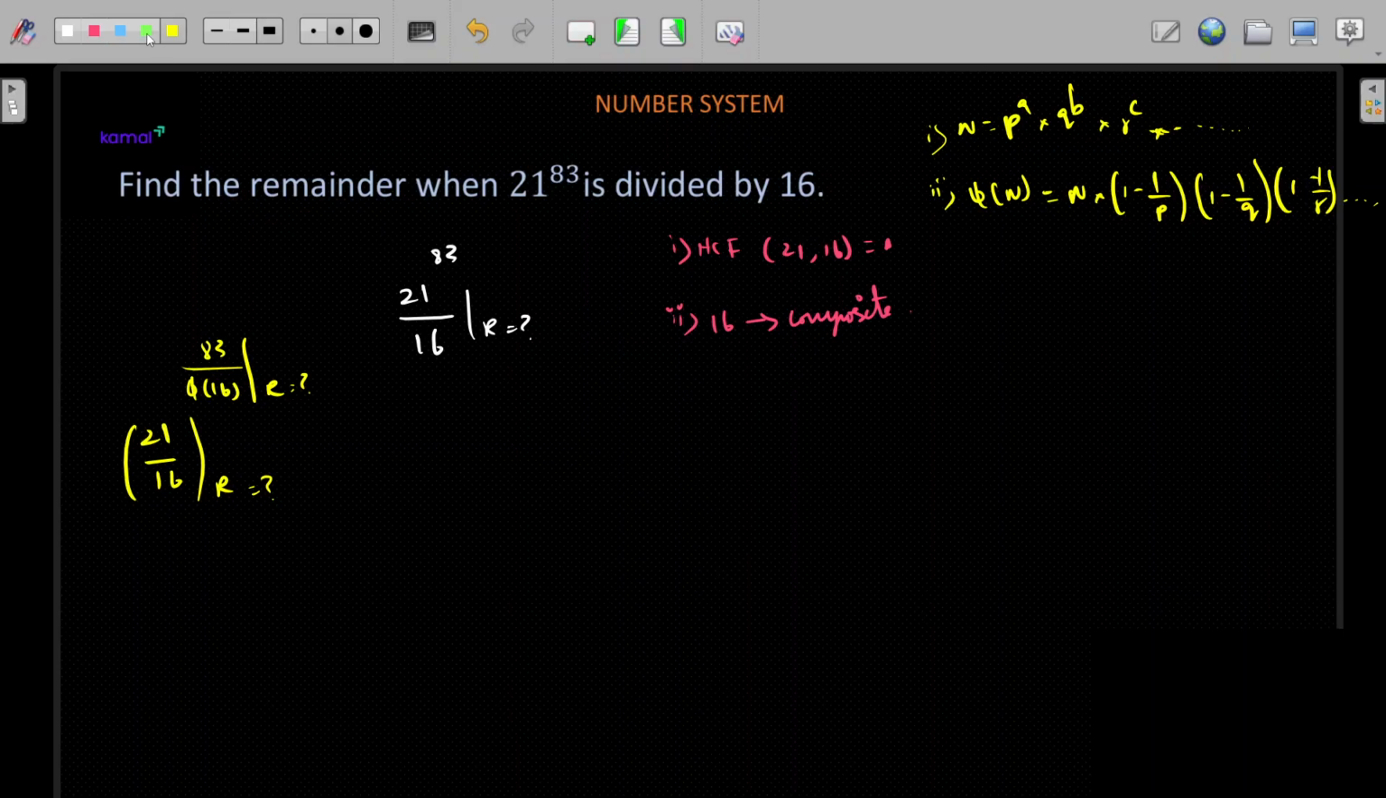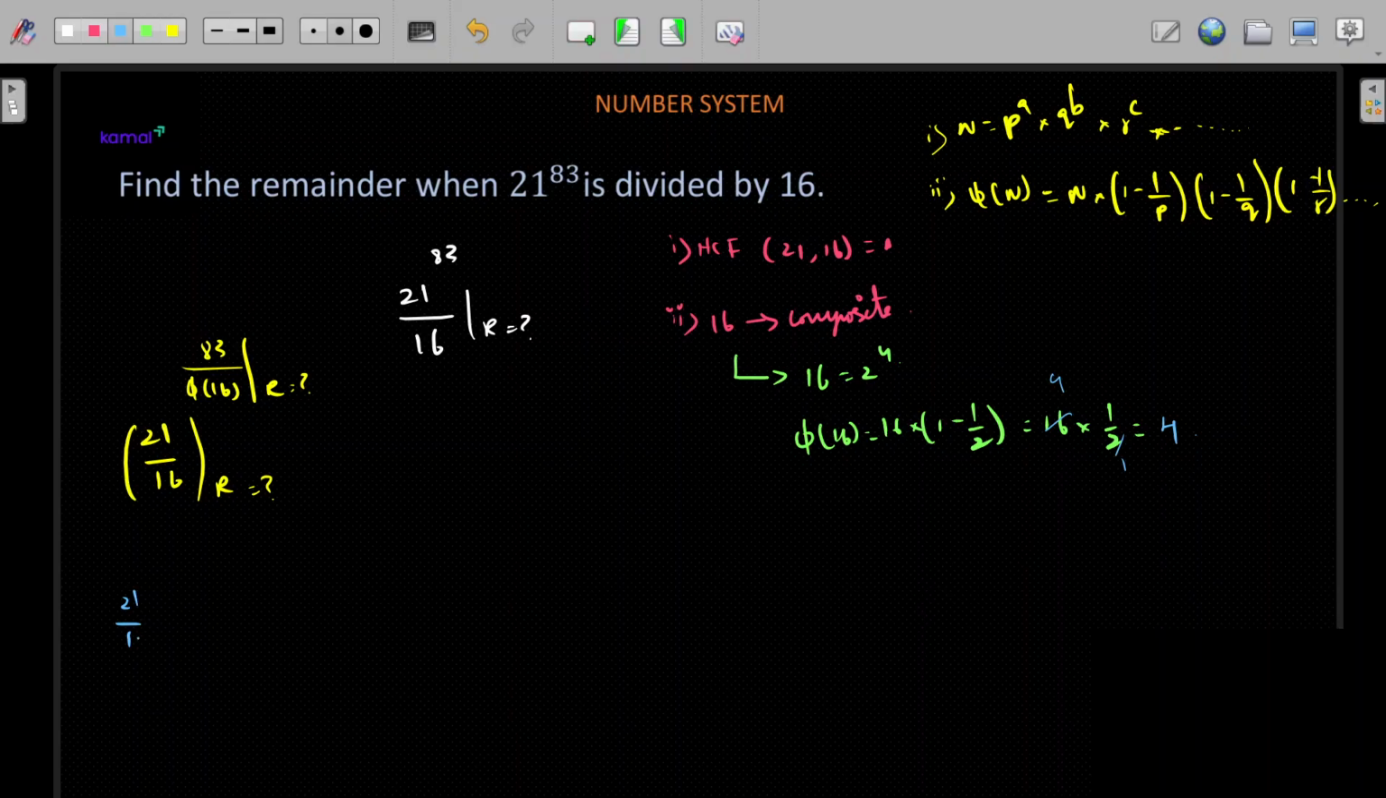Now since 16 is a composite number, first we will prime factorize 16. So 16 is nothing but 2 power 4. Then the Euler totient number for 16 is equal to 16 into 1 minus 1 by 2, which is equal to 16 into 1 by 2. Two eights are 16. So eventually it will become 8. Yes or no? So now we can find the remainders individually.